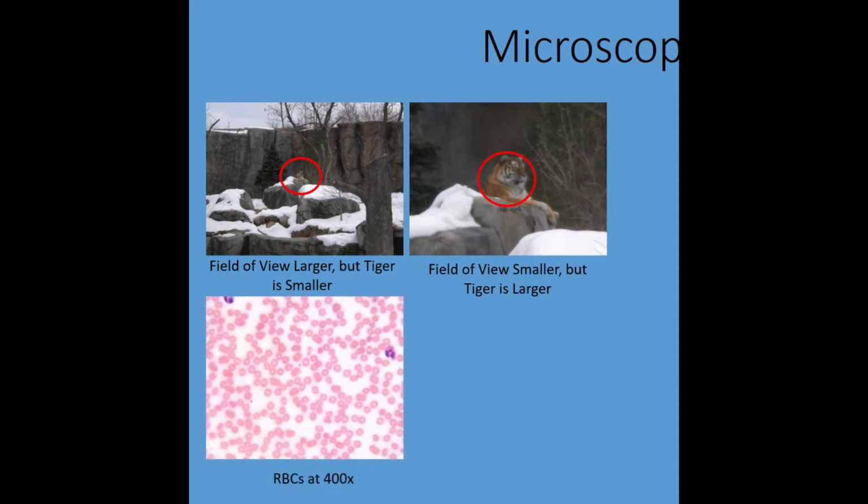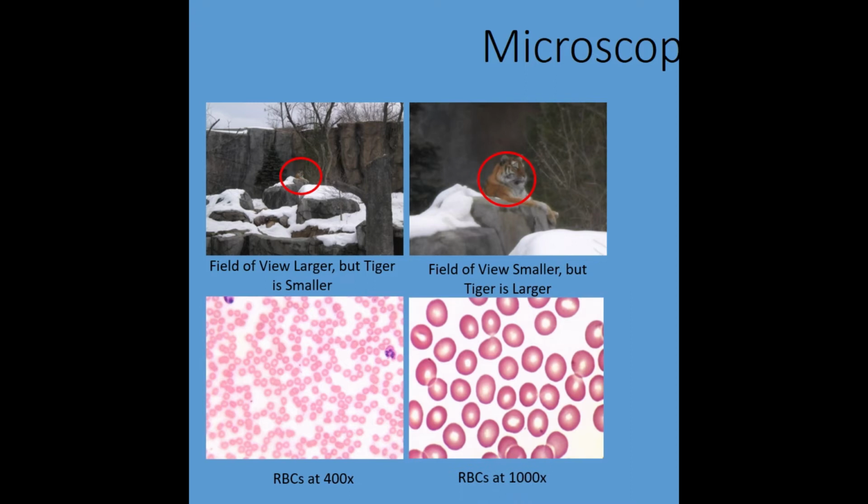Here's some red blood cells at 400x, that is 400 times closer than the naked eye. And here they are again at 1000x. Now think about these two pictures: even though there's more red blood cells in the left photo, they're smaller, and there's fewer red blood cells in the right photo, but they're much larger in size.